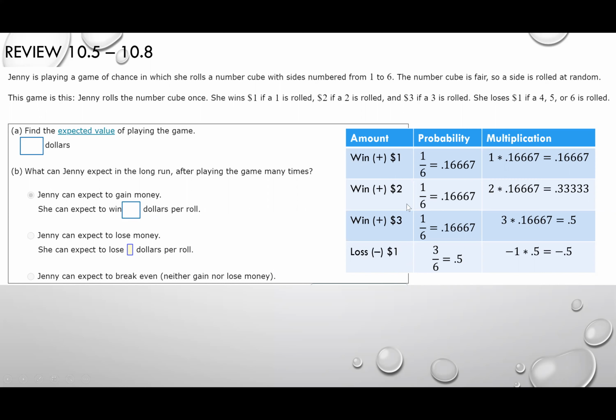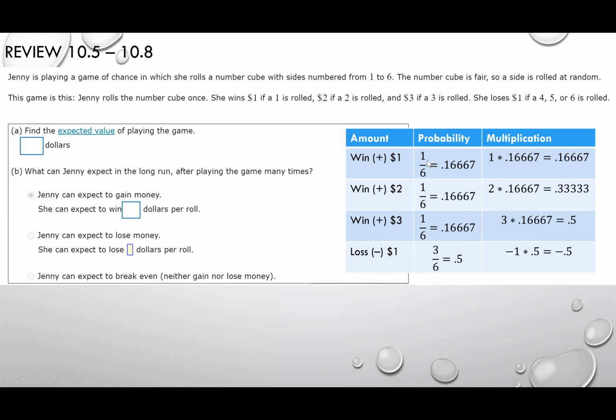So looking at this, to find the probability, again, how many number 1s are there? There is only one number 1 out of 6 sides. That's why we have 1 over 6. There's only one number 2 out of 6 sides. That's why we have 1 out of 6. There is only one number 3 out of 6 sides. That's why we have 1 over 6. And now, why do I have 3? Because there is one number 4, one number 5, one number 6. There are 3 chances that she will lose, right? Which is 3 over 6, which is 0.5.